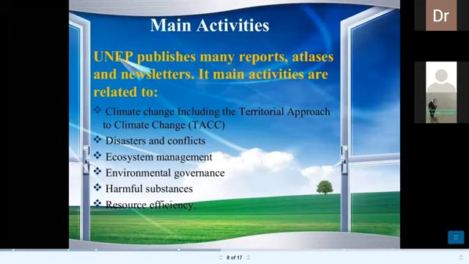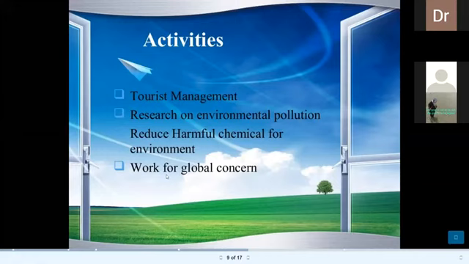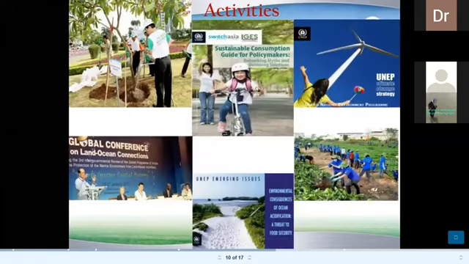Along with this, tourist activities should also be eco-friendly, eco-environmental tourism mainly. These are some of the activities to reduce black carbon and to ban plastic. It is also one of the activities of UNEP. So this is the first one, UNEP.